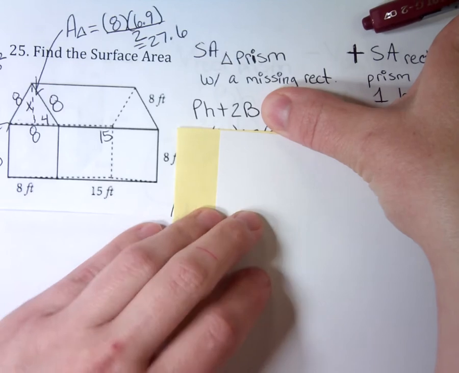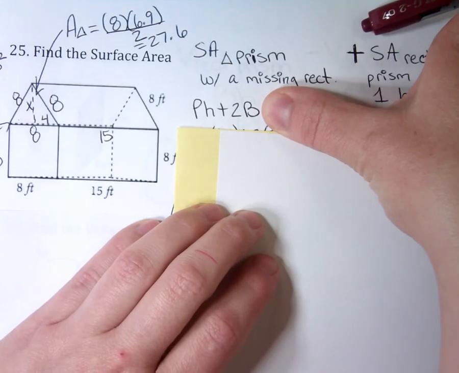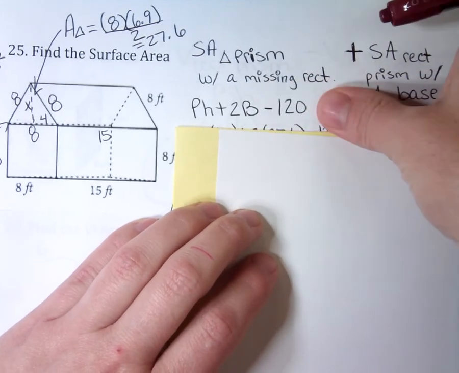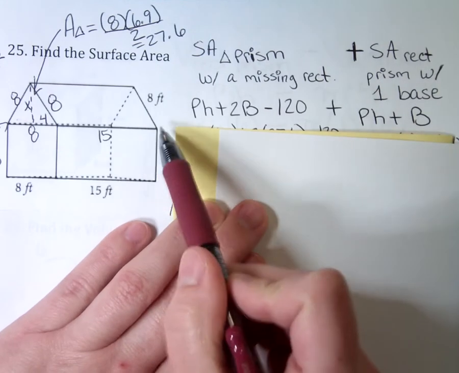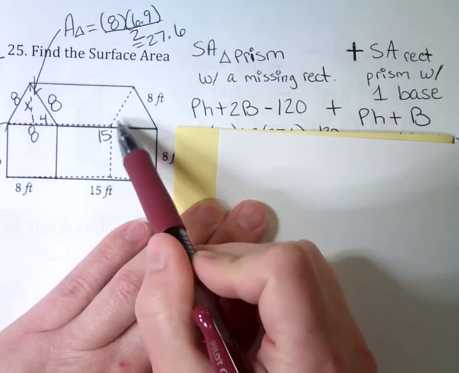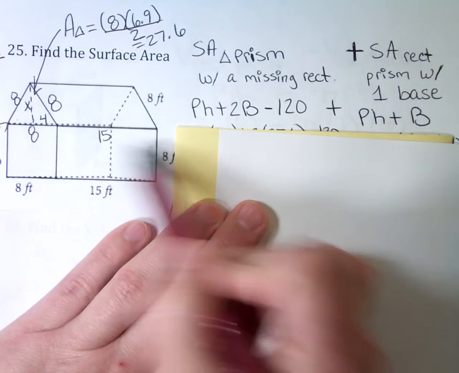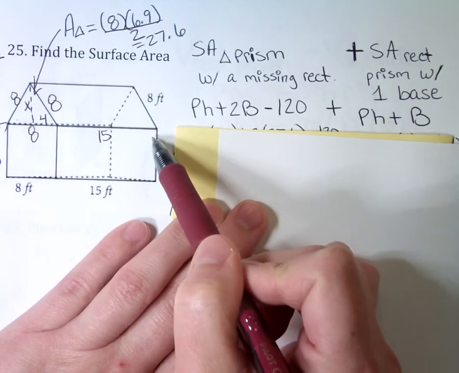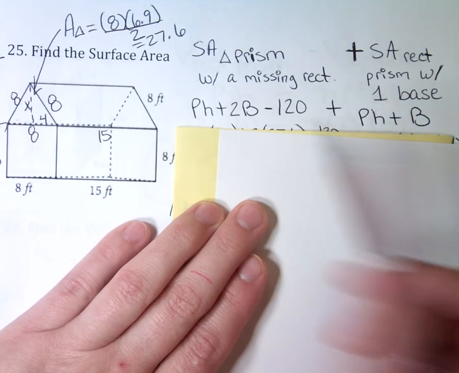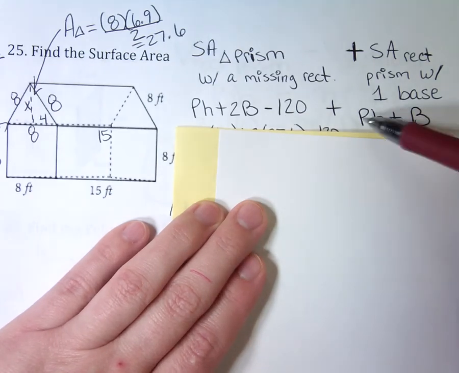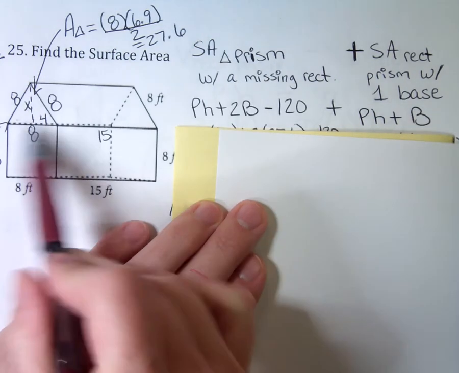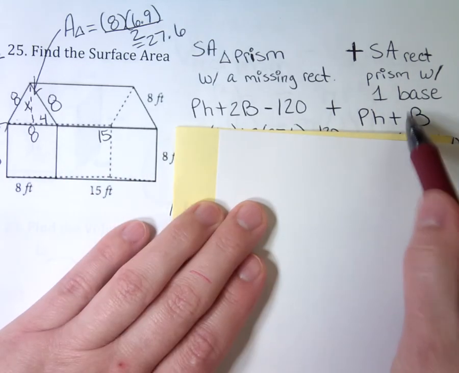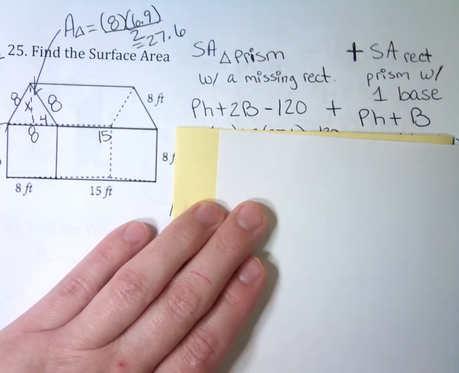This is your formula for surface area of a prism, an entire prism, but I'm taking away 120 because I can't paint this rectangle here. That surface would not be there to paint, and 15 times 8, length times width, is 120, so I'm taking the 120 away. And then this is our formula for surface area of a rectangular prism with only one base, because typically it's a 2B, but because I don't have the top base, then I change it to a 1B. Okay, that's the game plan.